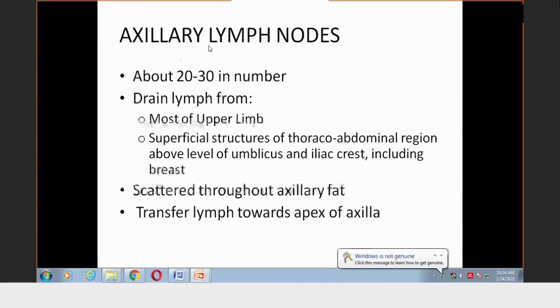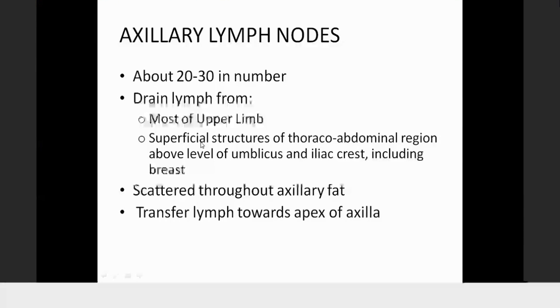Okay, so these axillary lymph nodes drain most of the upper limb and superficial structures, the skin and the superficial muscles of the thoracoabdominal region. The thoracoabdominal region, the superficial structures above the level of umbilicus. Okay, and so anteriorly the landmark is umbilicus and posteriorly the iliac crest. Above it, these superficial structures drain into the axillary lymph nodes, or the lymph from these structures enters the lymph nodes present in the axilla for filtration. Okay, they filter the lymph present in the lymphatics.